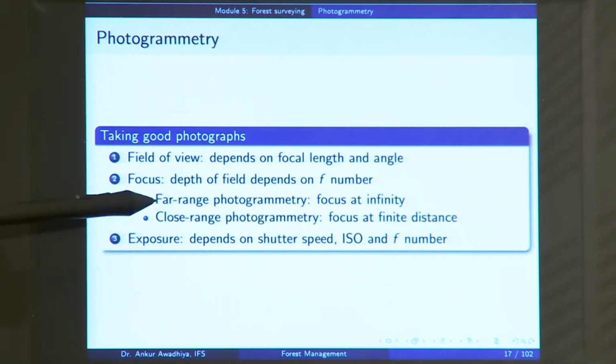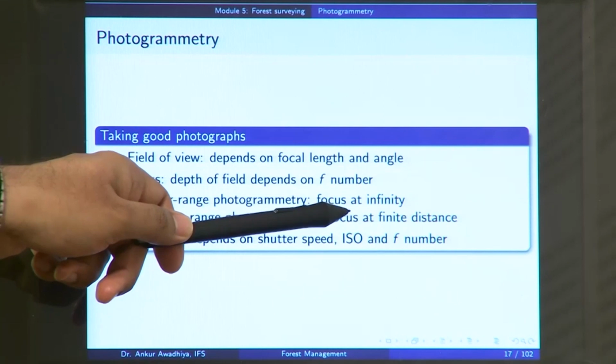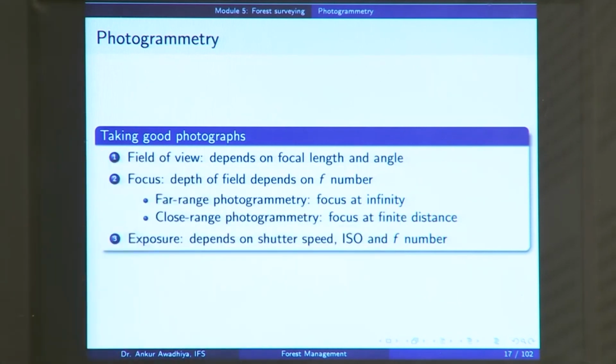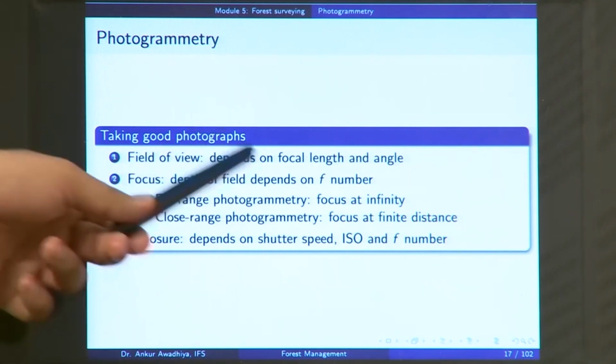Or you can make use of close range photogrammetry, in which case you are focusing at a finite distance. So, only those objects that are at that distance will look crisp and clear. Objects that are far off or objects that are nearer than that distance will probably look out of focus. But then when we talk about focus, we also have to talk about the depth of field.